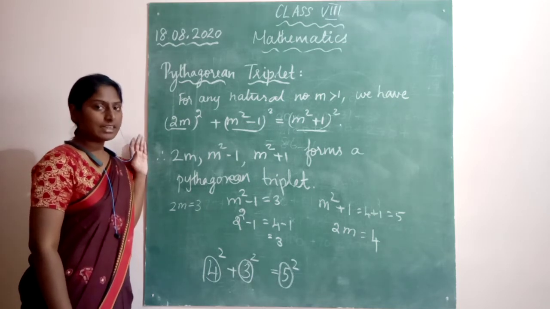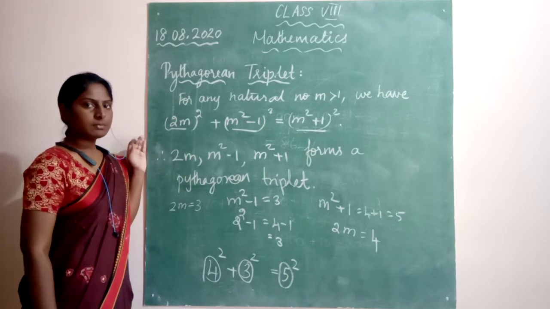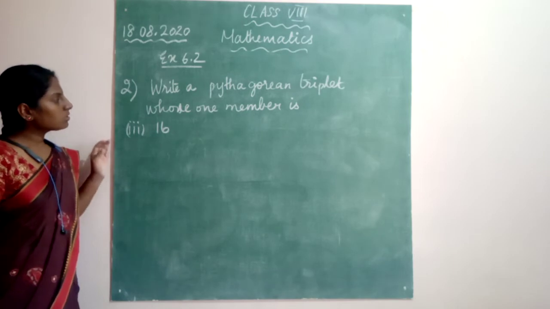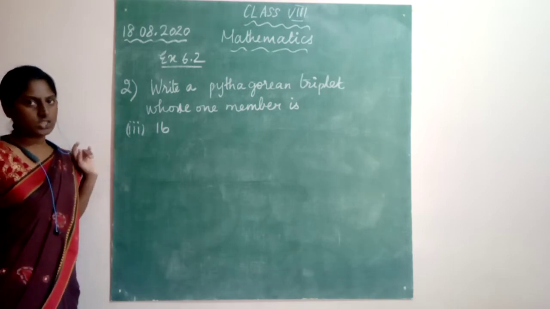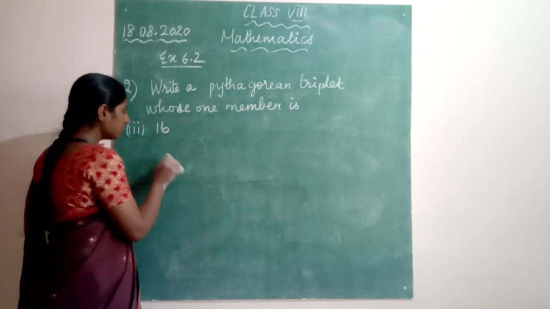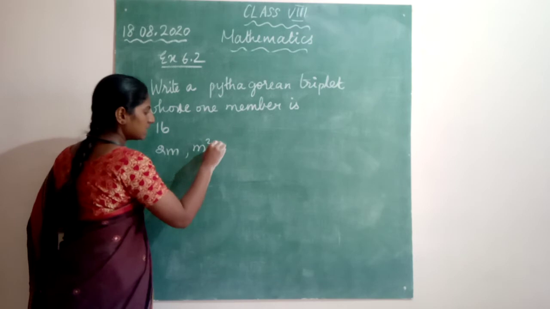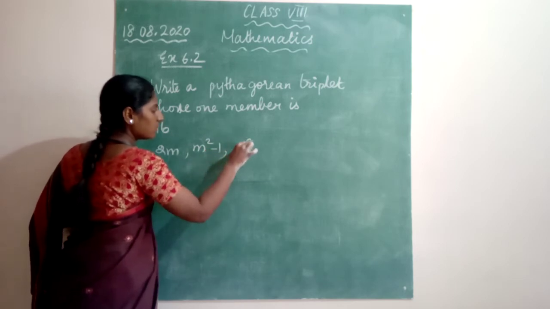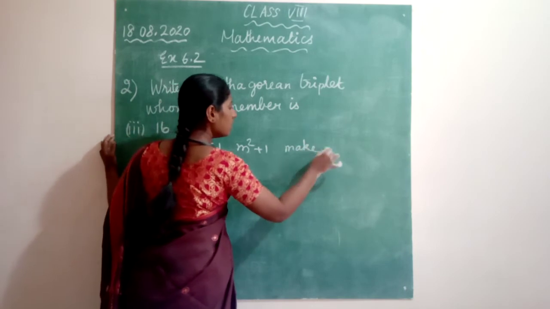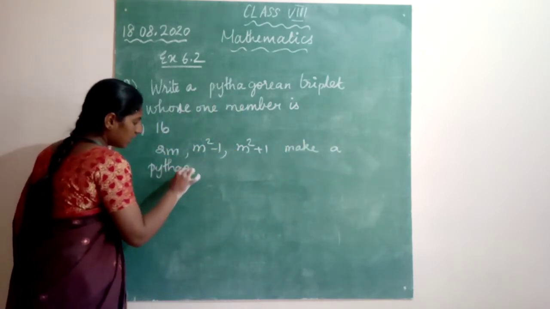Now let us enter into the exercise and solve them so that you can get a better understanding. Now look at this sum. Write a Pythagorean triplet whose one member is 16. So in a Pythagorean triplet, what are all the terms we have? 2m, comma, m square minus 1, comma, m square plus 1 make a Pythagorean triplet.